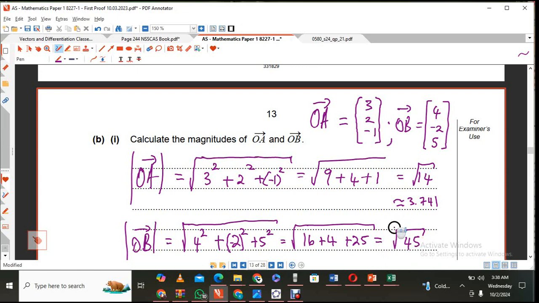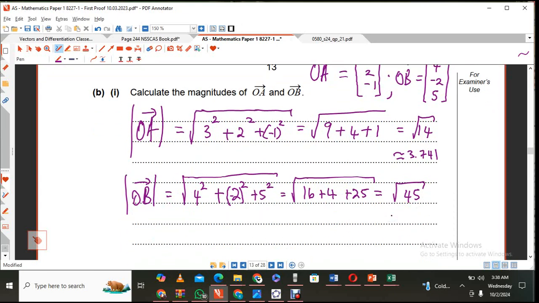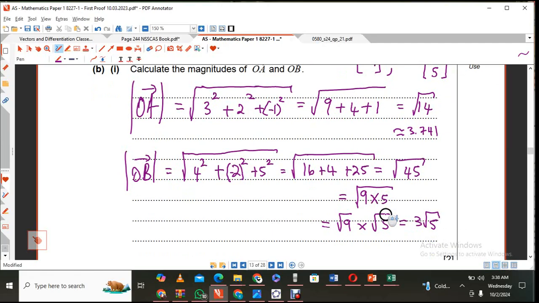Well, I can also go ahead and simplify that further. I know 45 is nothing but 9 times 5, so I can separate this as the square root of 9 times the square root of 5. So eventually it gives me 3 root 5. Now it doesn't really matter. At this instance, you could also have left your answers as root 14 and root 45, or whatever the case may be.